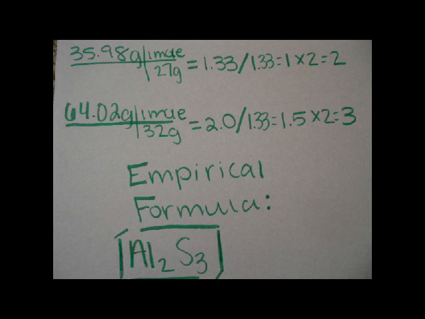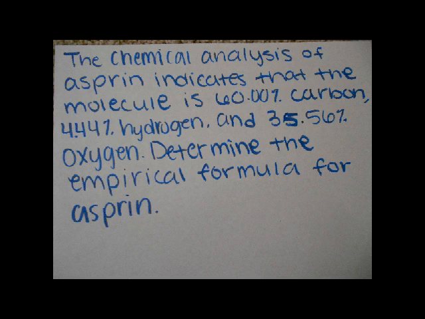Since I have 1.5, which is not a whole number, I need to multiply it to give me its closest whole number, which is 3. So I need to multiply 1.5 by 2 to give me 3, and I need to multiply 1 by 2 to give me 2, because I have to do what I did to one number to all the rest.